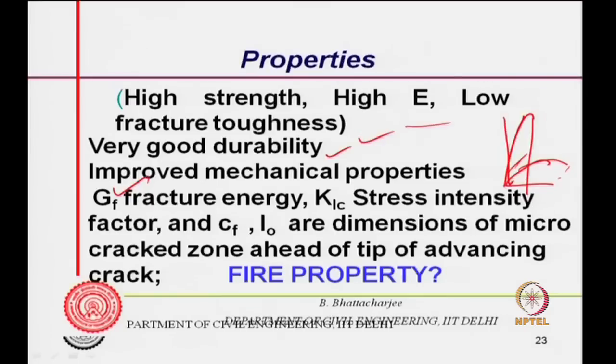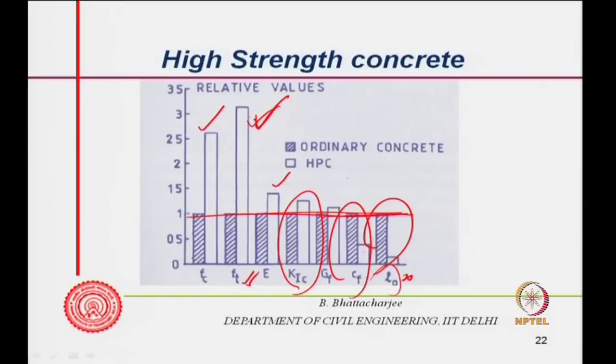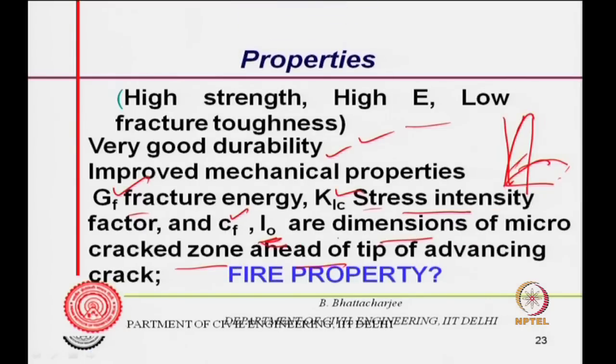So, fracture energy, K_IC the stress intensity factor, this is lower, fracture energy is lower, and L0, the dimension of the micro crack zone ahead of the tip of the advancing crack, these are lower. This is lower, this is lower, that is what we have seen earlier. This is significantly lower. So, this is around the crack, the micro cracking zone, and fracture energy is of similar order, and this K_IC is the stress intensity factor, fracture intensity. So, the stress intensity factors are similar. So, these are some fracture properties.